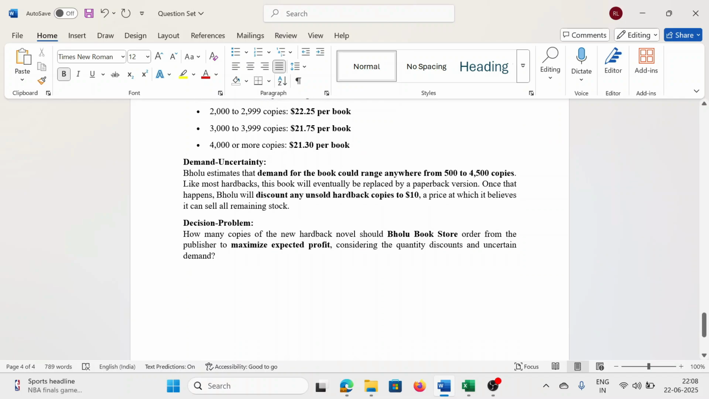Now, the decision problem is: how many copies of the new hardback novel should Bholu Bookstore order from a publisher to maximize expected profit, considering the quantity discount and uncertain demand? So let's solve this problem using Excel.